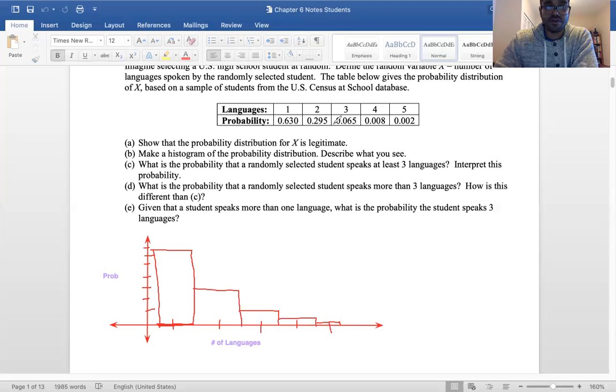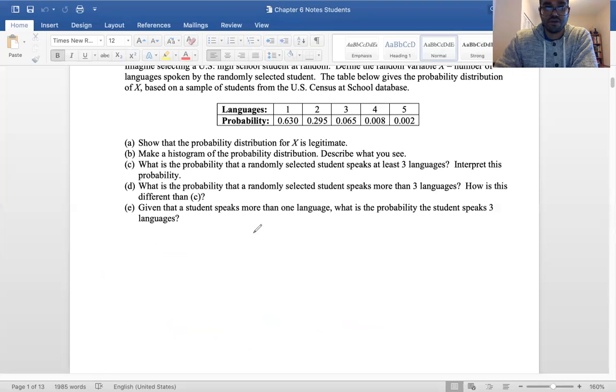Okay, and then here we're tying it back into what we did last unit. Given the student speaks more than 1 language, what is the probability the student speaks 3 languages? So here on part E, you're just looking at the probability of, I'm going to call X my number of languages spoken. So X equals 3, given that X is greater than 1.